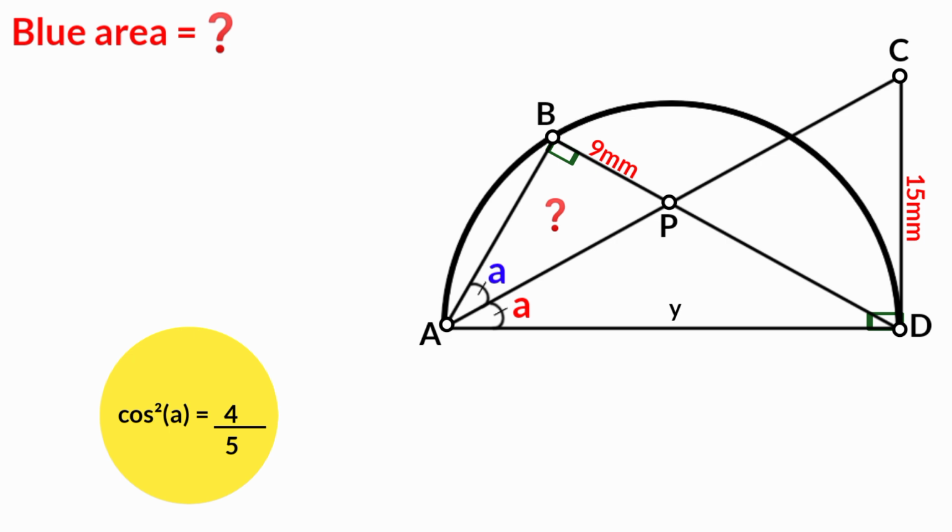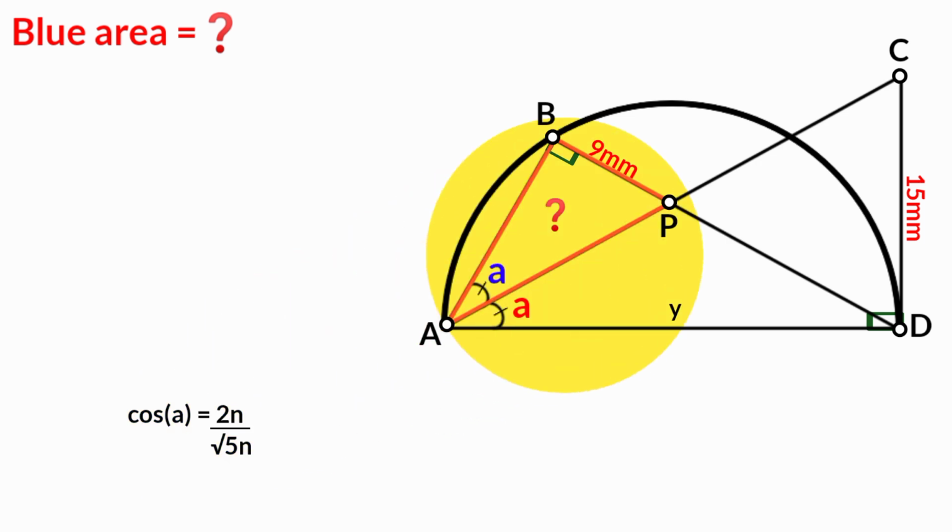Take the square root of both sides. Here the square root of cos squared A is cos A, while here the square root of 4 over 5 is square root of 4 over square root of 5. The square root of 4 is 2, so cos A equals 2 over root 5. 2 over root 5 multiplied by 1 is still 2 over root 5, and n over n is also 1. Replace this 1 with n over n. 2 over root 5 times n over n is 2n over root 5n. So cos A equals 2n over root 5n.